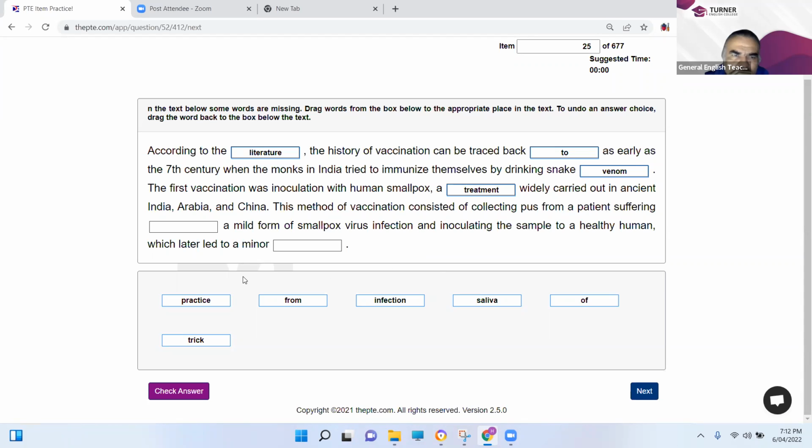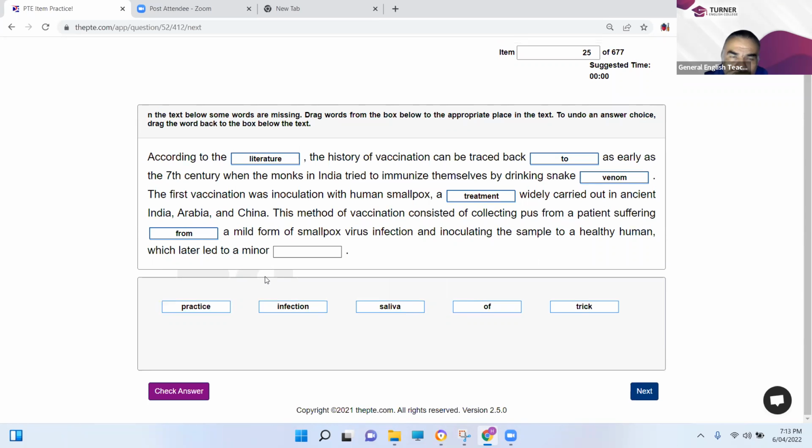Okay, that's right. Which one? For number five, suffering patient. Suffering from. Yes, from. Okay. And practice. Okay. If it happens, just click outside and then it will be all right.